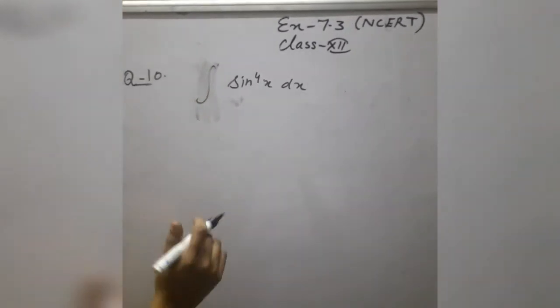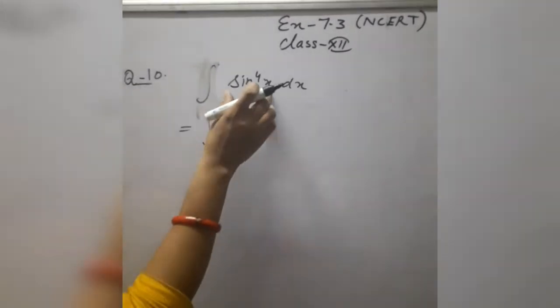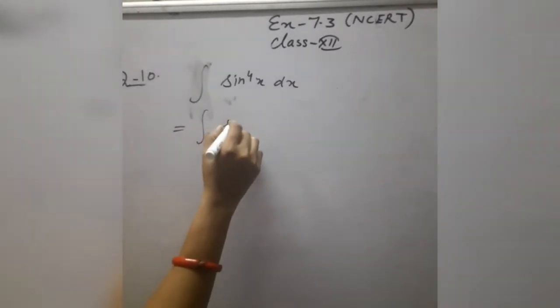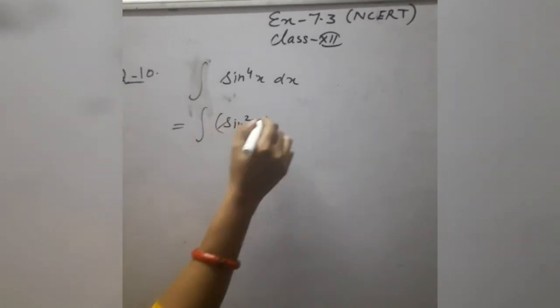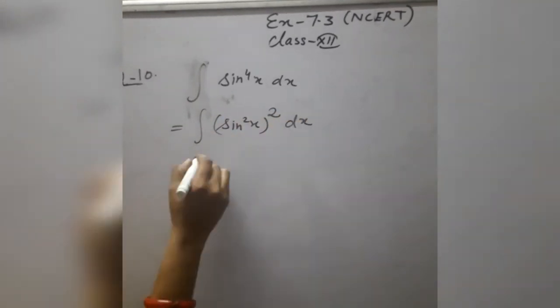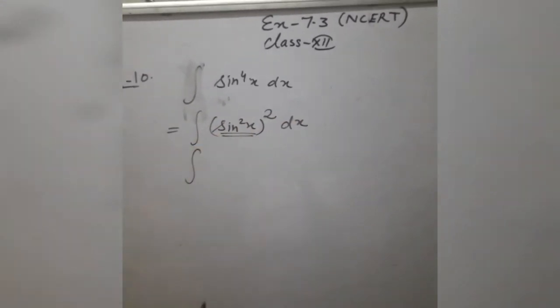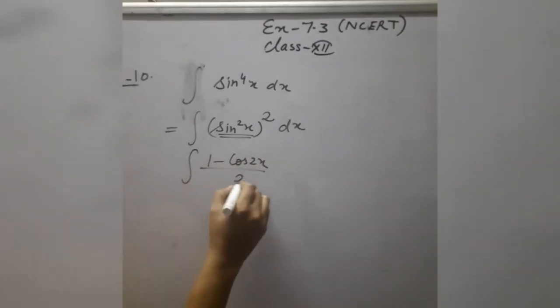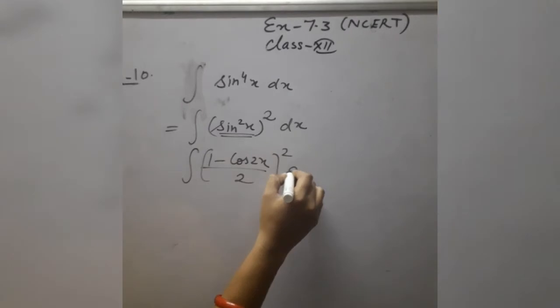But now even power is given to you. So in case of even power, you will not separate one sine. In this case, sine raised to power 4 can be written as sine square x, then again square. Now this sine square x can be written as (1 minus cos 2x)/2, then whole square.